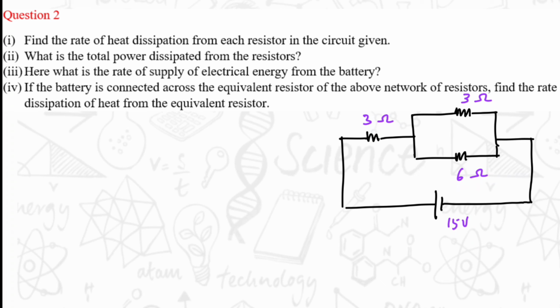In the first part, we have to find the rate of heat dissipation from each resistor in the circuit. First of all, we have to find the current that is flowing across the resistors. So let's say this current is I, and this is I1, and this is I2. In order to find I, we can find the equivalent resistance of this resistor network.